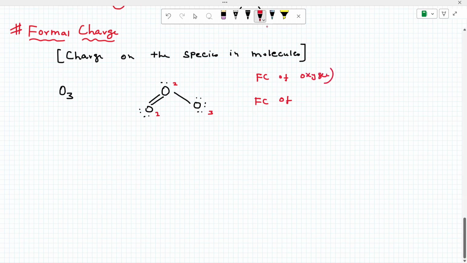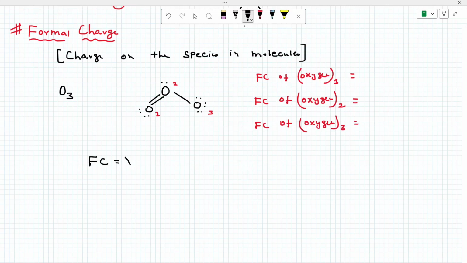Oxygen 1, that is the formal charge. Similarly, the formal charge of oxygen 2, that is the answer. The formal charge of oxygen 3. Now what is the answer? So what is the actual formula? Please note the formal charge.